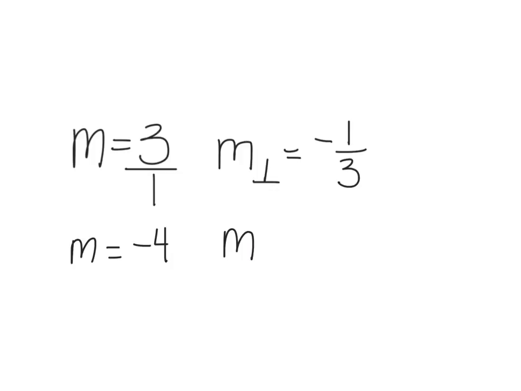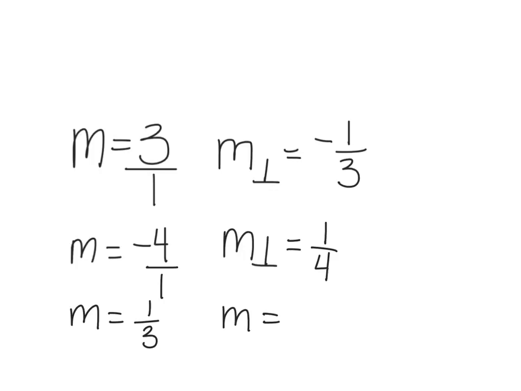The slope that's perpendicular, this one is negative, so my opposite reciprocal would be positive, and the reciprocal of 4, which is technically over 1, is positive 1 over 4. What if I had an original slope of positive 1/3? So the opposite reciprocal, the original is positive, so our perpendicular slope would be negative, and the reciprocal of 1 over 3 is just 3 over 1, or just 3.